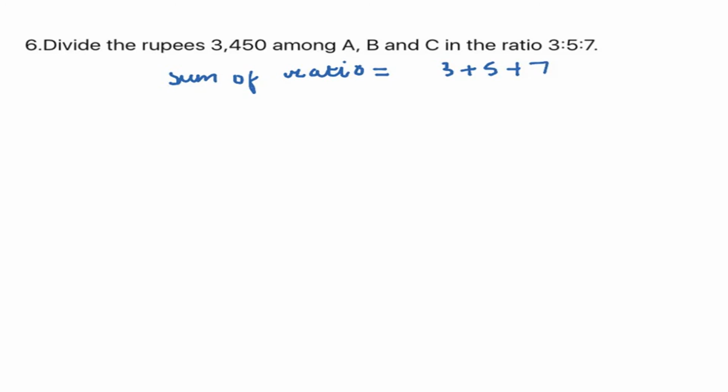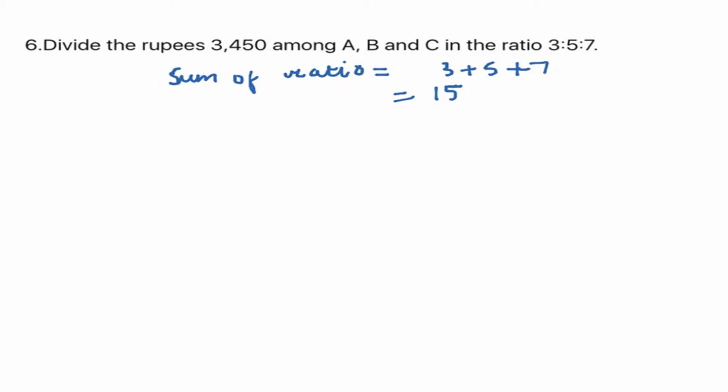Now the next question is, why are we finding the sum of the ratio? We are finding the sum of the ratio because we have to find out, among the total amount, how much he will get. Without finding the sum of the ratio, we cannot exactly tell. So the sum of the ratio will come as 15. So the share of A will be 3/15th part of the total amount.